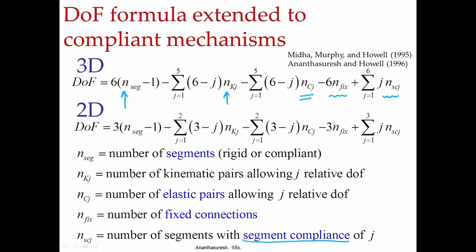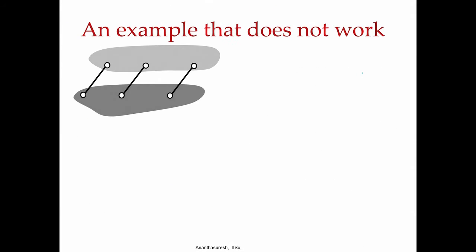We had done it for 2D also, which is shown here. It is just that the 6 becomes 3, that 6 again becomes 3 here in all of these places, and in the number of fixed connections, again instead of 6 we have 3, because in the planar case there are only 3 degrees of freedom, and this goes only from 1 to 3 as opposed to 1 to 6 over there. That is all the difference there is between the 3D and 2D formulae.